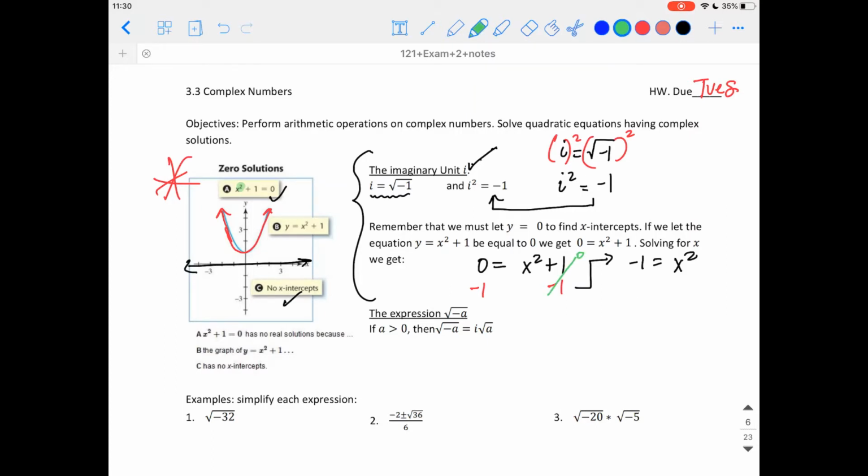And to get rid of a squared, I'm going to take the square root of both sides. And on the right hand side, the squared and the square root cancel each other out, they're inverses of each other, so I'm just left with x. And we need to remember, we can't forget, we're taking the positive and negative, and the square root of -1 is going to be i.